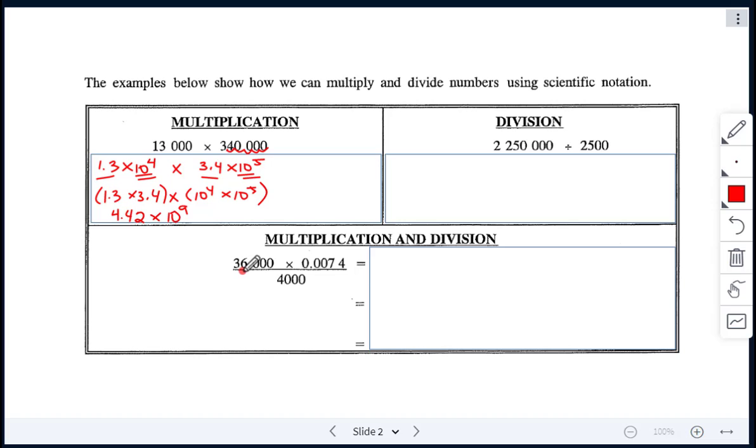All right, and it's a similar process when we're doing division. We'll change our numbers to scientific notation. So let's change the first one. 1, 2, 3, 4, 5, 6. So that becomes 2.25 times 10 to the power of 6. And it's being divided by 2.5 times 10 to the power of 3. 1, 2, 3.